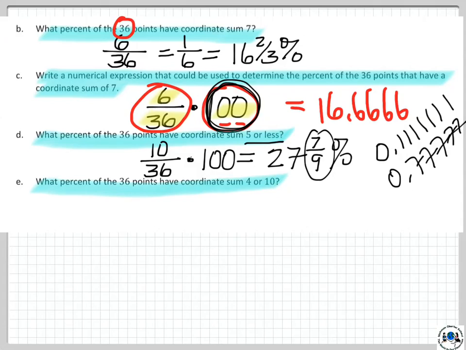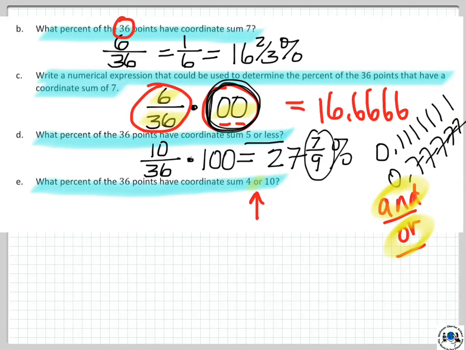Last one here, this E. What percent of the 36 points have coordinate sum 4 or 10? Again, kind of getting you used to these ideas. We're going to be talking about probability and statistics next in Module 5. Very important, the words and, or. They mean very different things when it comes time to talk about probability. And and or are very specific procedures. So right here we have a little practice with that word or.